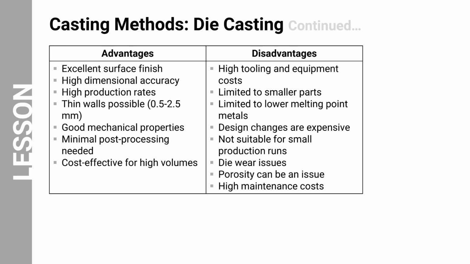However, die casting also comes with several disadvantages that must be considered. The process requires high tooling and equipment costs and is limited to smaller parts and lower melting point metals. Making design changes can be expensive, and the process is not suitable for small production runs. Manufacturers must deal with die wear issues, potential porosity problems in the finished parts, and high maintenance costs for the equipment and tooling.